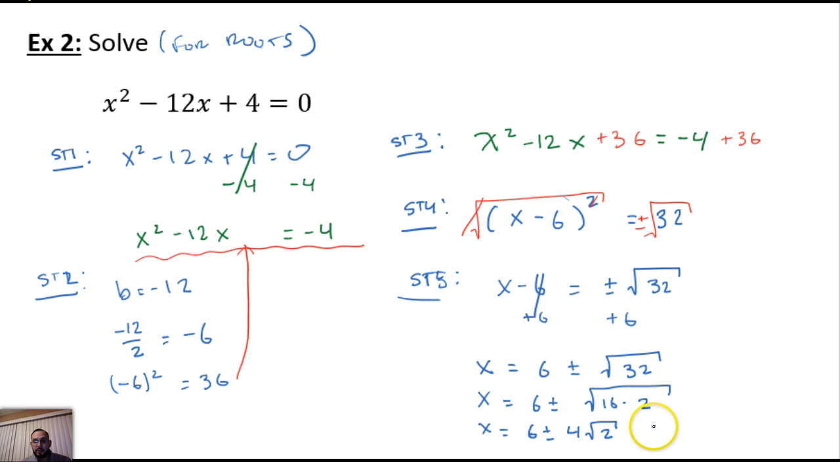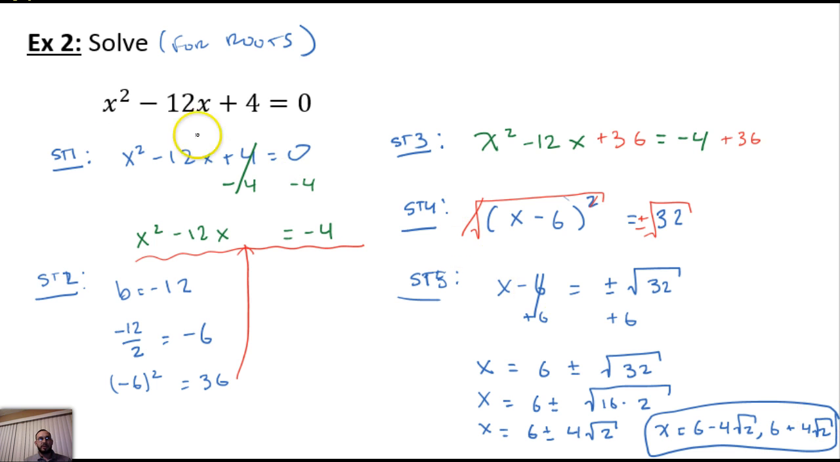Now, just for right now, I do want you guys to write the answers as two separate roots. So let's go 6 minus the, whoops, getting ahead of myself. Let's go 6 minus 4 root 2 and 6 plus 4 root 2. This would be my solution to this quadratic function.